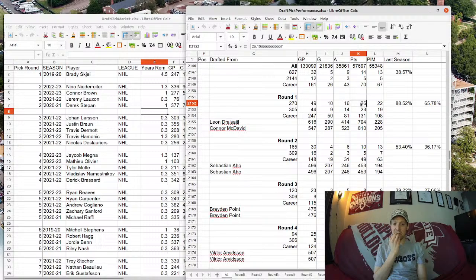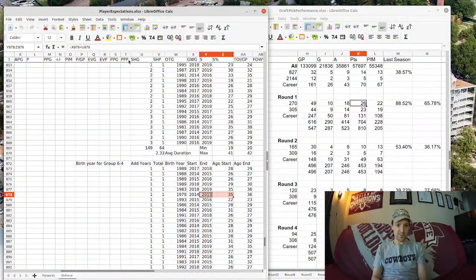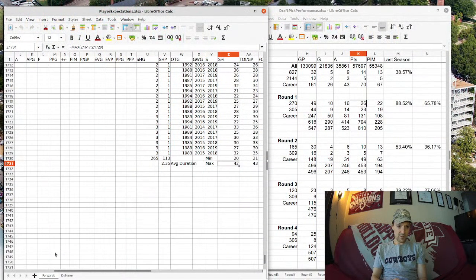Is that first round pick valuable? That's basically half a point a game. Give me a second. I'm going to bring up some other work I did previously, which I also referenced previously, that considers expected performance or target performance for each roster position. Okay, so we want forwards.